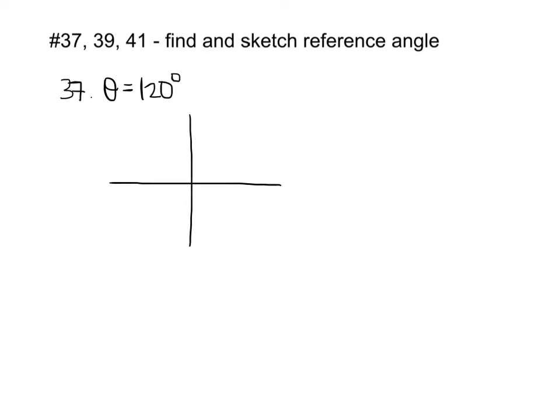120 degrees you should recognize is in your second quadrant. Probably not quite that angle, but you know what I mean. I'm going to go ahead and label it. So this angle right there is my 120 degrees. So that would be my theta.